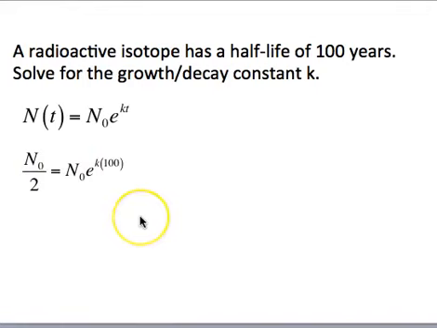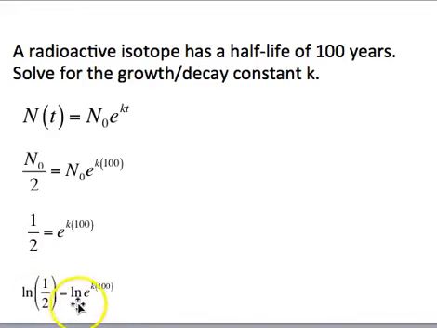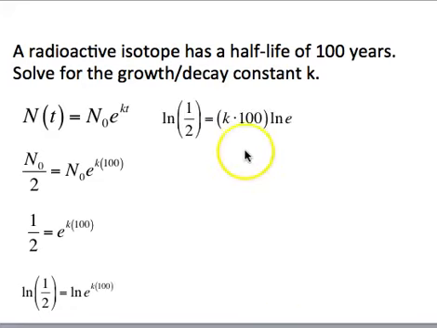So dividing both sides by N sub 0, we're going to get a half equals e to the k times 100. If you wanted to, you could have put 1,000 for N sub 0 and 500 for N of t. That also would have worked. You would have still gotten 1/2. To solve for k, we're going to need to take the natural log of both sides. So natural log of 1/2 equals natural log e to the k times 100. The k times 100 is going to come down again using our property of logarithms. So natural log of 1/2 is k times 100 times the natural log of e. Natural log of e is 1.